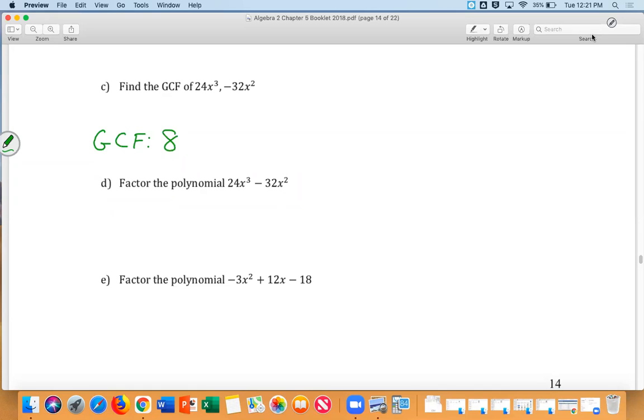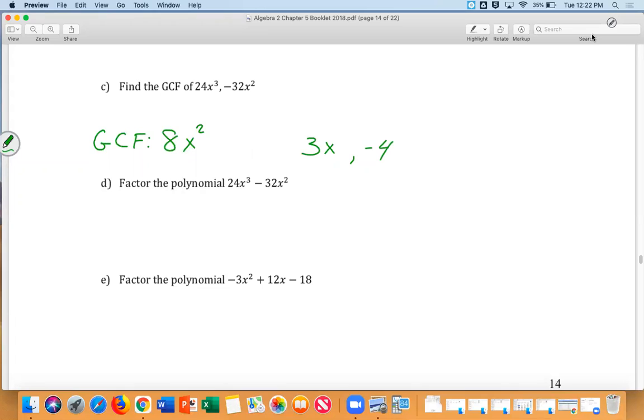All right. So I had said I can take out an x squared. Now what's left is this. 24 divided by 8 is 3. X cubed divided by x squared is x. And now I'm going to deal with the back guy. Negative 32 divided by 8 is negative 4. And x squared divided by x squared, well, that cancels.